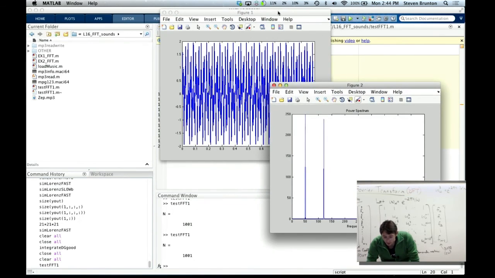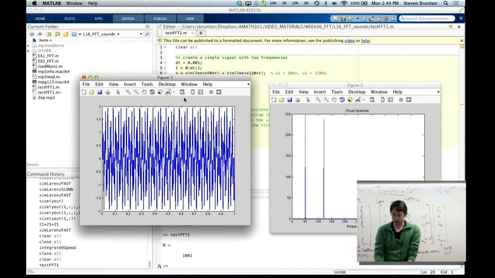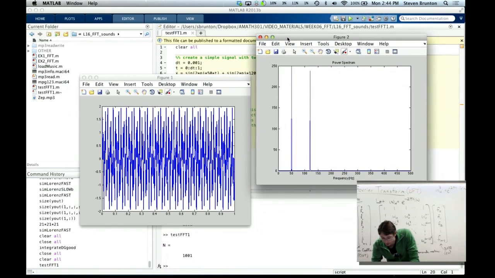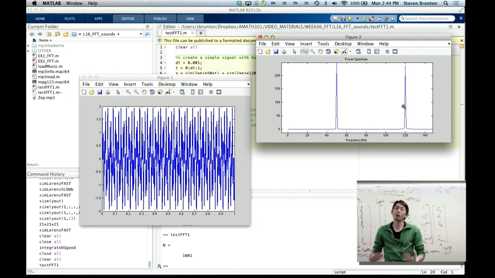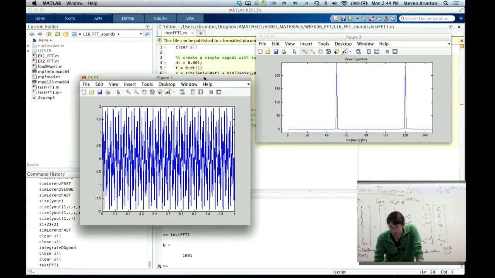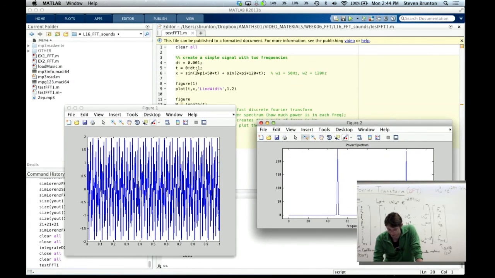Okay, so on the left, this is our original data signal. And on the right, we see the power spectrum. This tells me how much power exists in each of these frequencies. And notice right off the bat, we can see pretty nicely a very good peak at 50 hertz and 120 hertz. That's where all of the power in the signal exists, which is really good because that's actually the signal that I constructed. It's the sum of two sine waves, one of 50 hertz and one of 120 hertz.